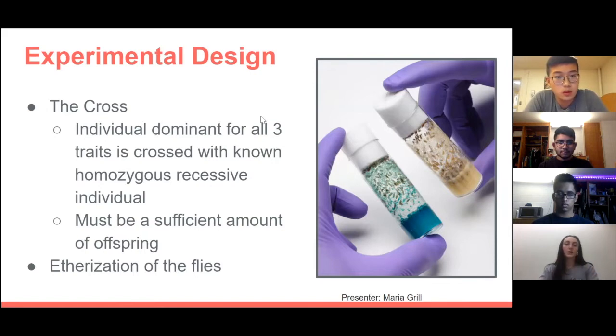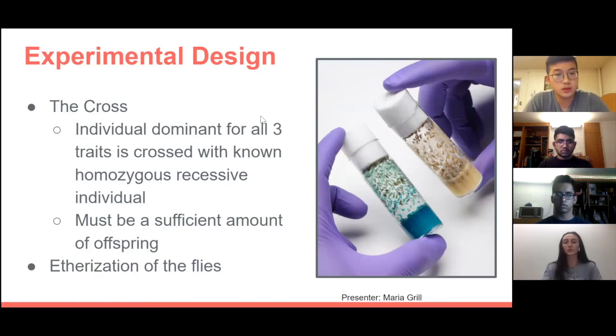So as for the experimental design, the cross that was carried out actually occurred before we got the fly vials. So the fly vials that we had received had already been the crossed flies that had happened previously. The individuals that were crossed consisted of a dominant individual for each of the 3 traits that we were looking at, so wing size, body color, and eye color, and it was crossed with a known homozygous recessive individual.